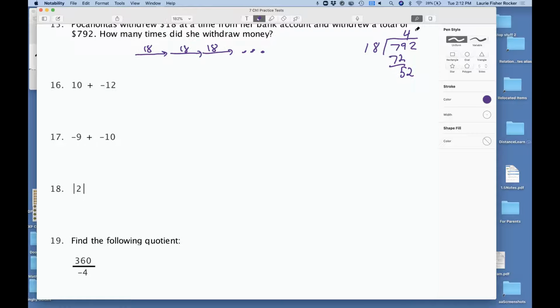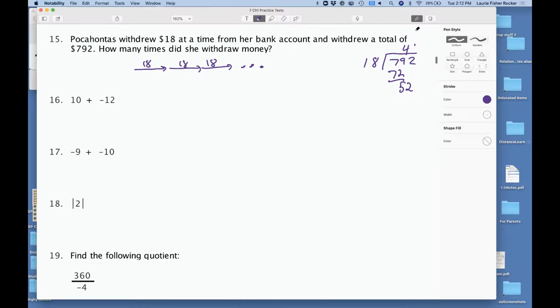Okay. How many times does she withdraw money? So 792. That's 7. See, sometimes I even make mistakes. 9 minus 2 is 7, 2. So it's going to be 4 again, so 18. I was looking towards the decimal here. I knew that couldn't be, because generally these are whole numbers, so that's it. Okay, so 44 times. There'd be your answer. Okay?